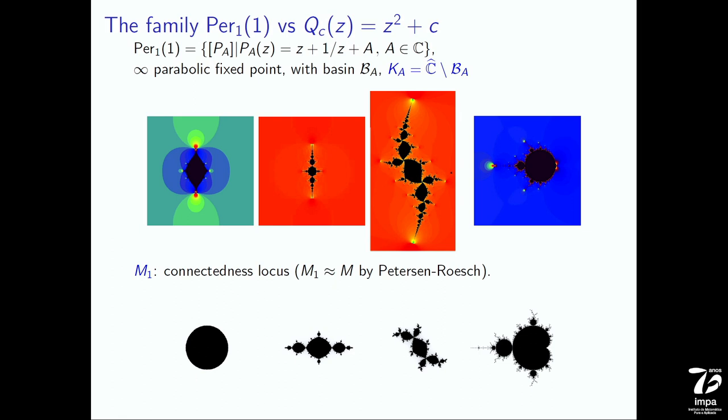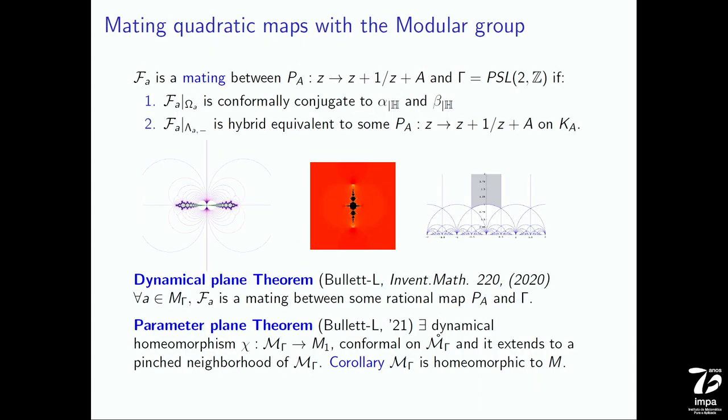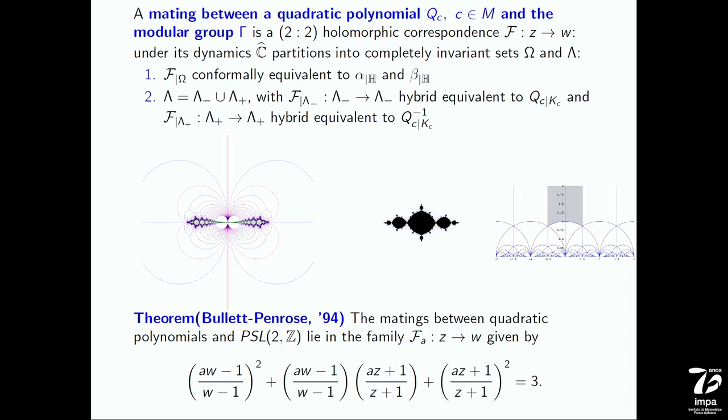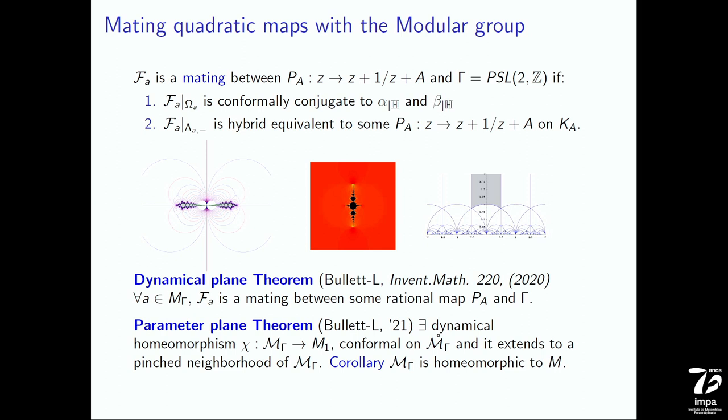With Sean, we started working on the problem of matings, and we started considering that maybe these correspondences are actually matings, but matings of a family of parabolic quadratic maps and the modular group. And we defined a mating in a similar way. Say our correspondence is a mating if there is an open invariant set where it is conformally conjugate to the generator of the modular group on the upper half plane.